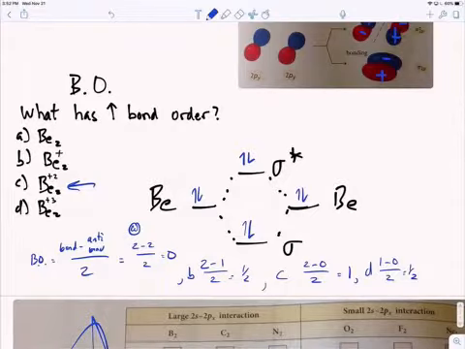So I'll start one by one. Beryllium 2, bond order is 0, right? So it's 2 bonding minus 2 antibonding divided by 2. That's 2 minus 2 is 0 over 2. Beryllium plus, this is 2 bonding minus 1 antibonding divided by 2. That's 1/2.